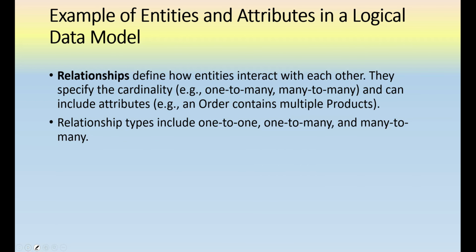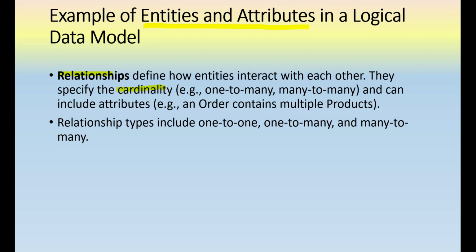And now let's take an example in detail, and we can explore how exactly the entity and attributes in a logical data model look like. To complete this combination of entity and attribute, what is important is relationship. So relationship defines how entities interact with each other. They specify the cardinality. So this is another important word, right? Cardinality is nothing but it might be one to one, one to many, many to many, and can include attributes.